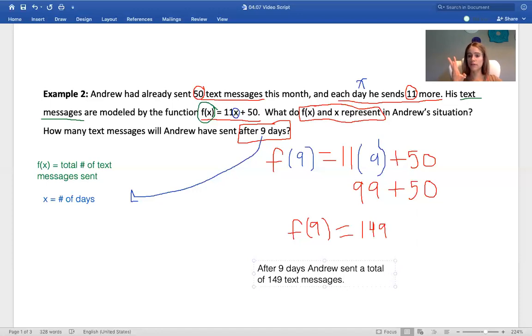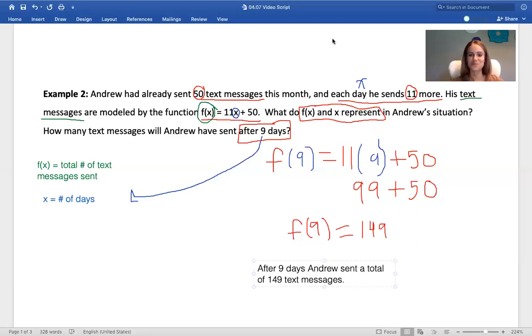All right, now for that third and final read, I'm going to make sure that I agree with my answers and that I didn't forget to answer anything. So Andrew already sent 50 text messages this month, and each day he sends 11 more. His text messages are modeled by the function f of x equals 11x plus 50. Yep, text messages is f of x, days is x. What do f of x and x represent? Answered that. How many text messages will Andrew have sent after 9 days? Yep, just answered that. All right, good to go.